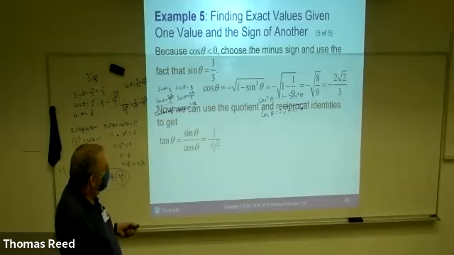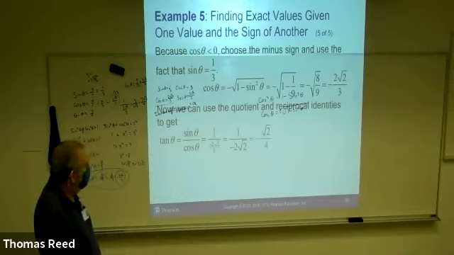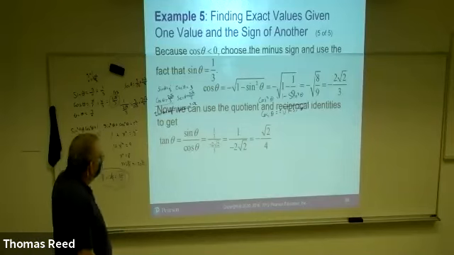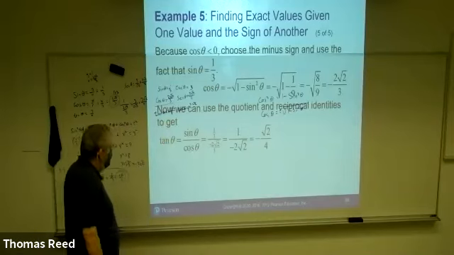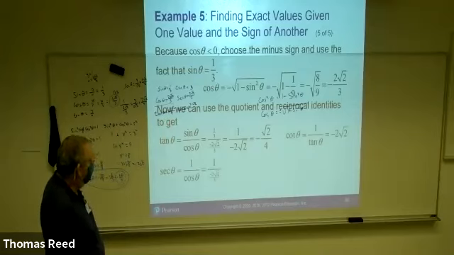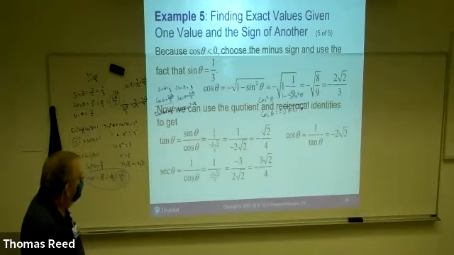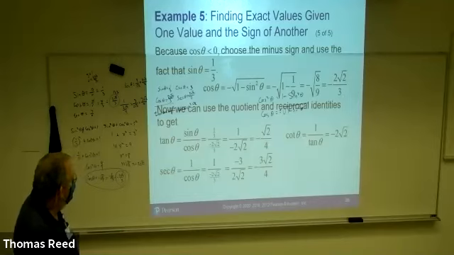We can get the quotient and reciprocal identities based on that. So tangent is sine over cosine, which gives us the same number for tangent. And cotangent is the reciprocal of that. And then secant is the reciprocal of cosine. And then they rationalize the denominator. And is there one more? We don't have cosecant, right? Cosecant is the reciprocal of sine.